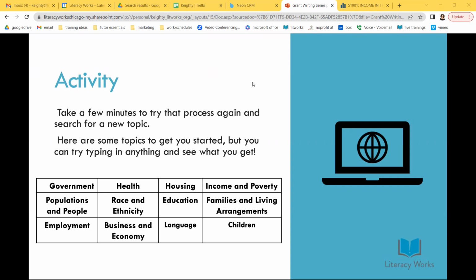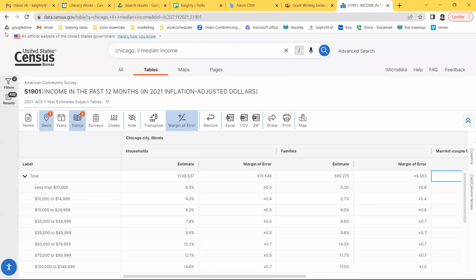And this is your chance to ask me, like, wait, I don't know what website you're talking about, or can you go through the process again? Now feel free to ask me. Otherwise, just go ahead and play around. Think of some stuff you're really going to use in your grant writing. Okay, I have a request to go through it again.